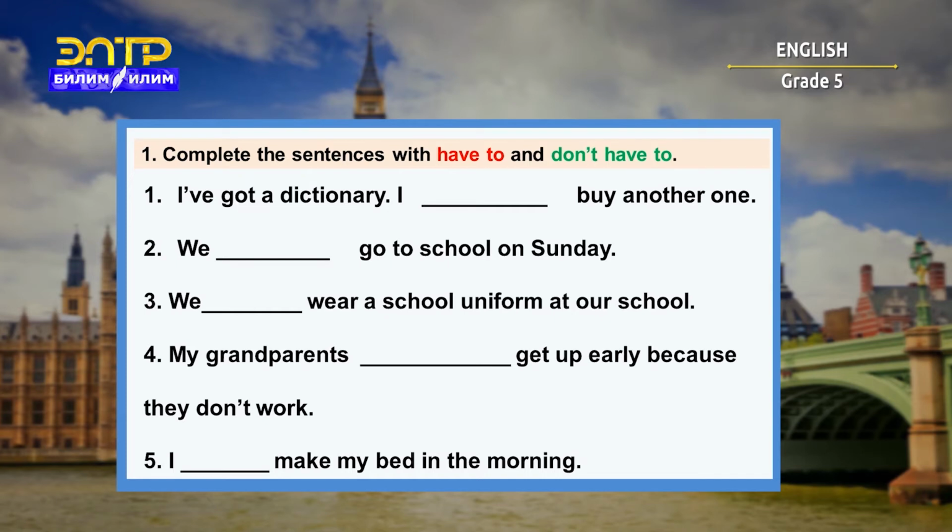1. I've got a dictionary. I don't have to buy another one. 2. We don't have to go to school on Sunday. 3. We have to wear a school uniform at our school. 4. My grandparents don't have to get up early because they don't work. 5. I have to make my bed in the morning. Great job!